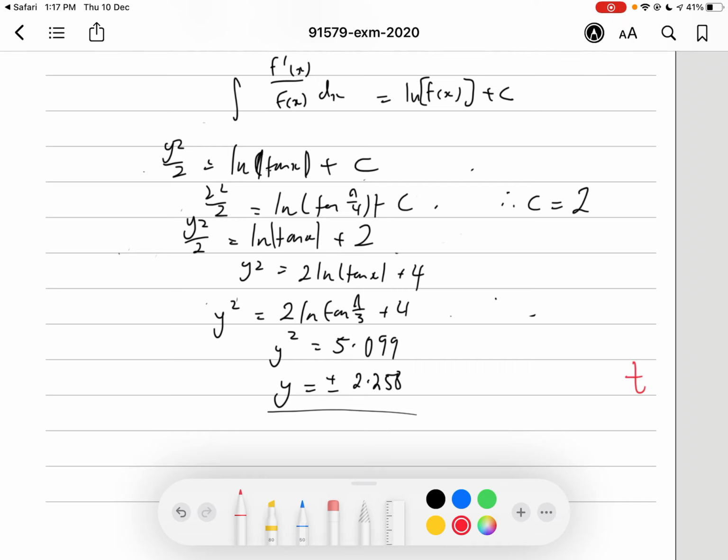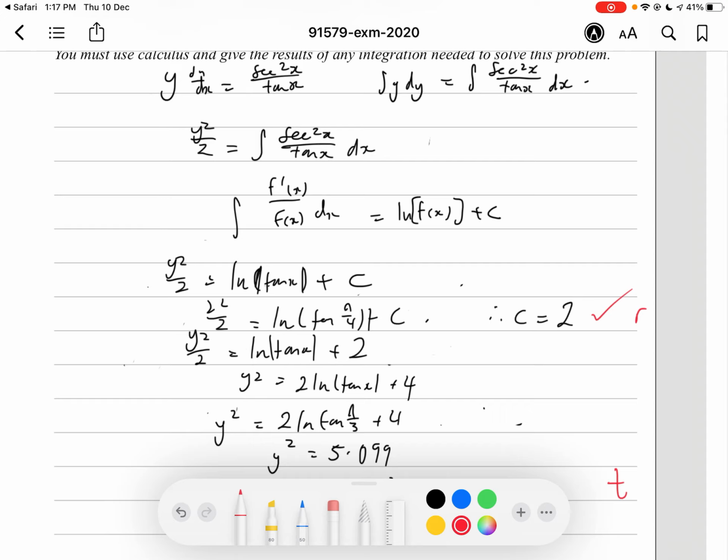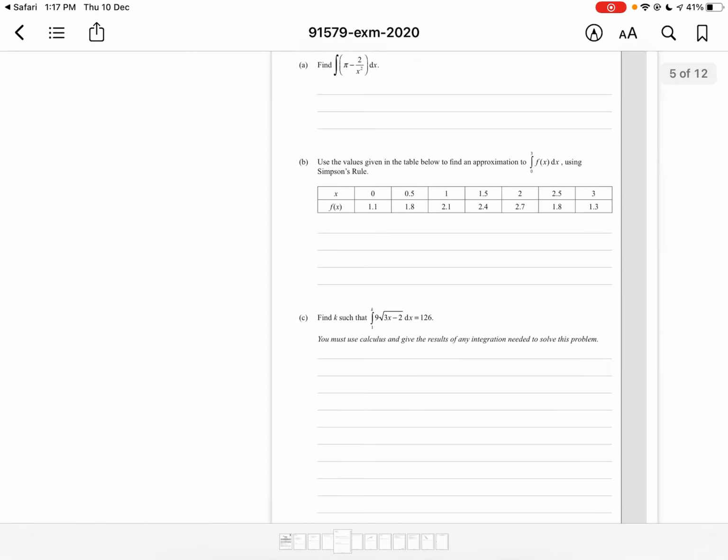This should be an excellence level question if you can get the final answer, y equals plus or minus 2.258. A merit should come when you can find the initial value when c equals 2. So finding c equals 2 should be enough for a merit. Correct integral on both sides should get you an achieved. So getting up to there should get you an achieved.